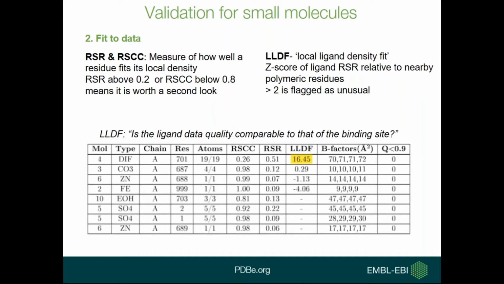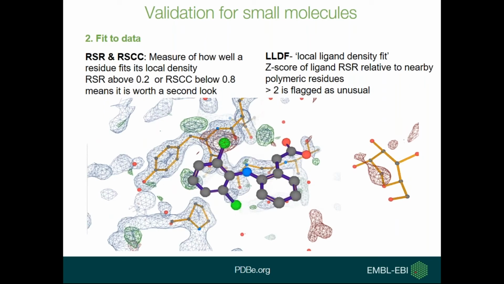The LLDF is vastly greater than 2. The RSR is much higher than 0.2, and the RSCC is much lower than 0.8. So all those metrics indicate that there may be a problem with this ligand. And when you look at the electron density for it, there is very little.